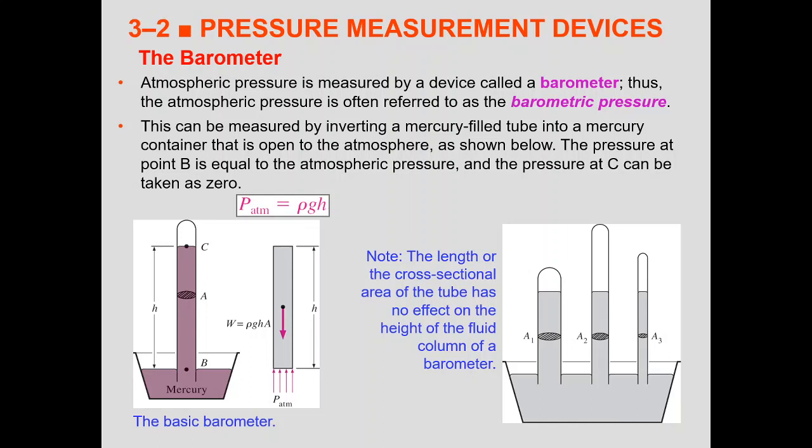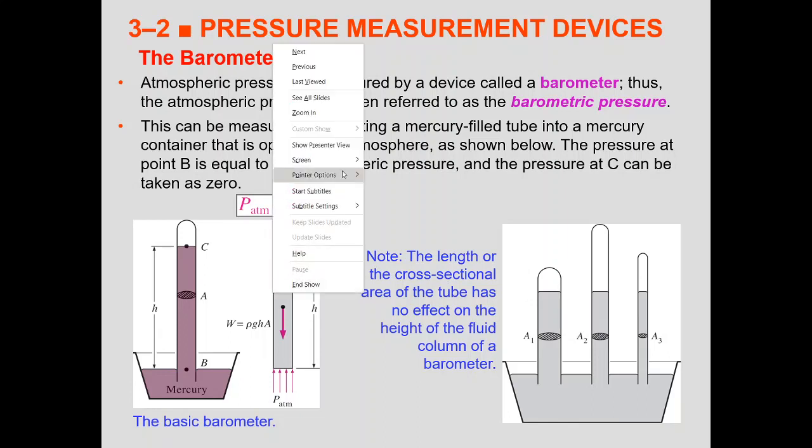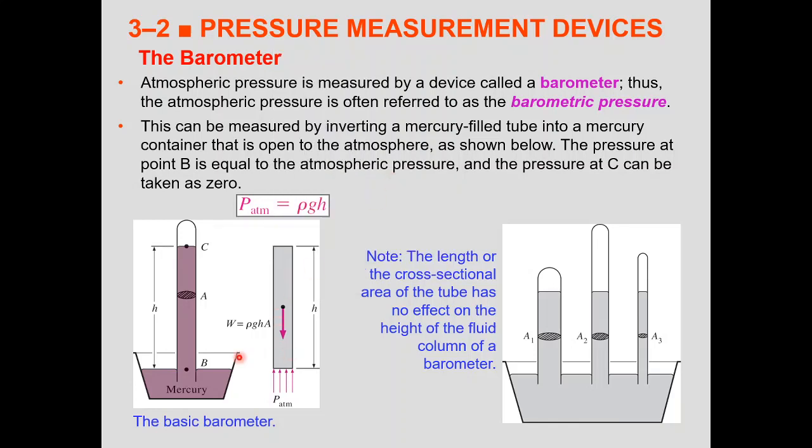A barometer is made by inserting a mercury-filled tube, inverted, into a mercury container that is open to the atmosphere, as shown below. When we invert a tube filled with mercury, it produces a location at the top that is a total vacuum, and as it is a total vacuum, the pressure there becomes totally zero.